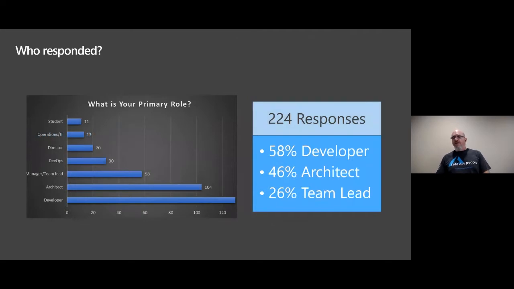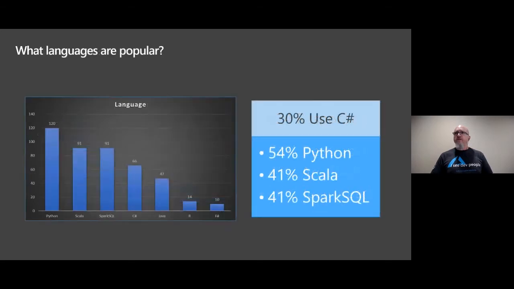So we reached out to developers, and we received over 200 responses, the majority of who consider themselves developers or architects. And we asked them some questions around Spark. For example, we asked them, what language do you like to use when you're building your applications? And as no surprise, the languages that have been around the longest for using with Spark, like Python, Scala, and Spark SQL, came up first. But it was nice to see that 1 in 3 respondents, or 30%, are using C#. We even had some people respond who are using F# for their .NET for Spark jobs.